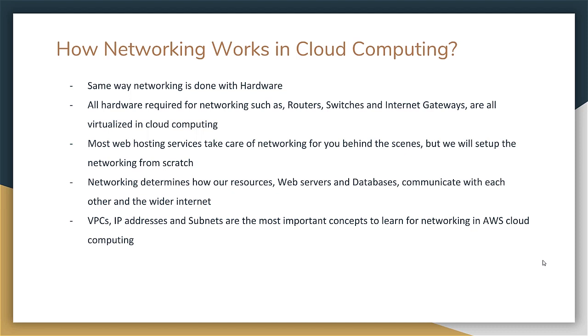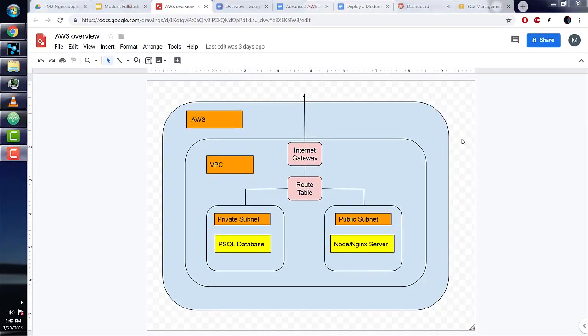And VPCs, IP addresses, and subnets are the most important concepts and the most difficult ones to learn for networking in AWS cloud computing. And because every resource is deployed in a VPC, as we'll see in a second, if you don't understand VPCs, you won't be able to do too many things in AWS cloud computing. So this is why I'm dedicating such a large portion of the course to the theory and understanding of how it works. And here's a diagram of what we're going to be building.